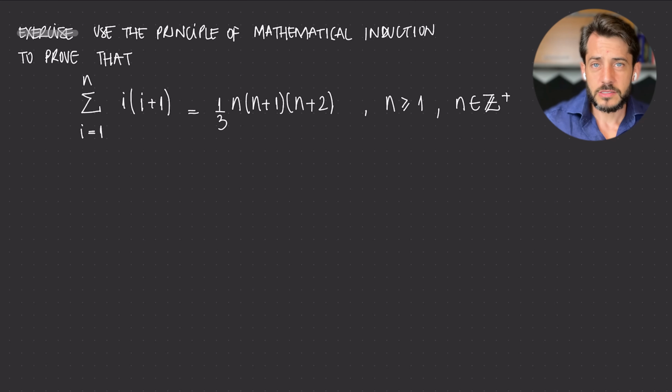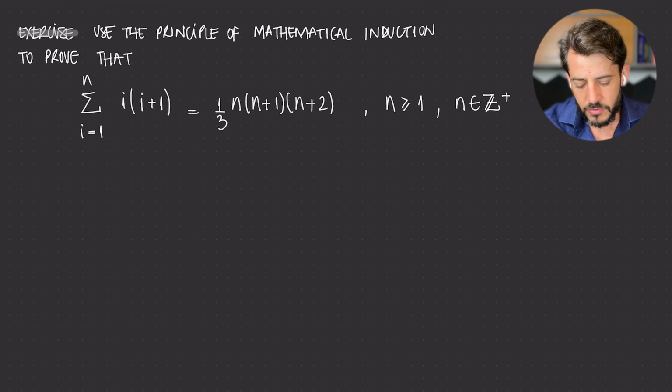All right, so the exercise that we have here is to use the principle of mathematical induction to prove that the sum of i times (i plus 1), the series composed of the product of i times (i plus 1) when i varies from 1 to n, is equal to 1/3 of n times (n plus 1) times (n plus 2).